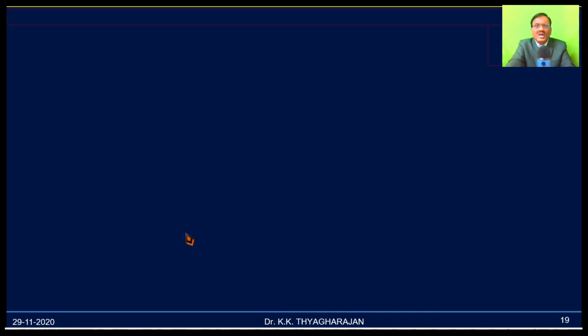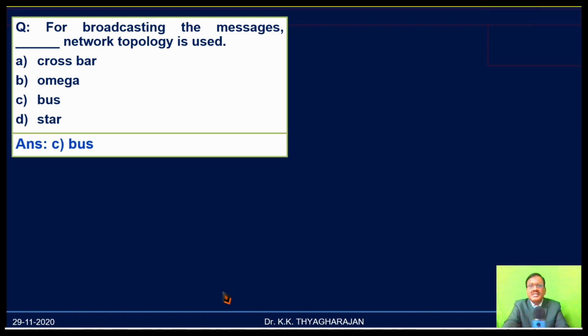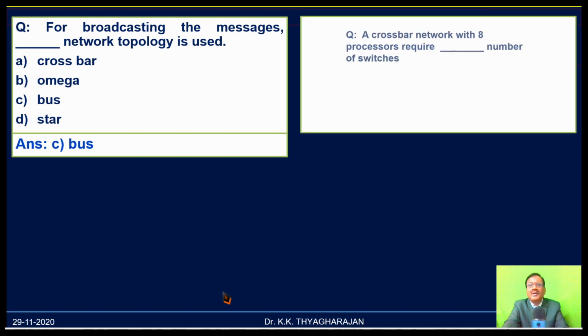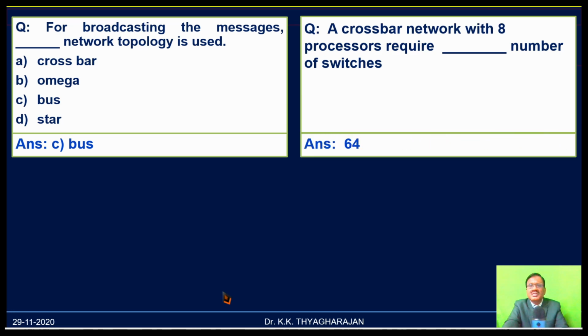Now let us see what are the questions that may be asked. For broadcasting the messages, dash network topology is used. Crossbar, Omega, bus, star. Actually, the bus topology is used for broadcasting messages. Let us see the next one. A crossbar network with 8 processors require dash number of switches. 64. 8 into 8, 64.